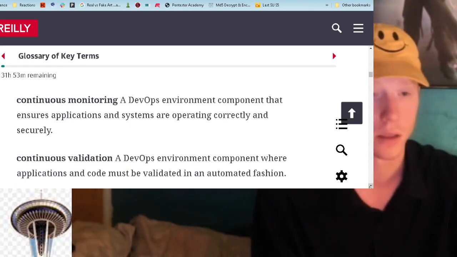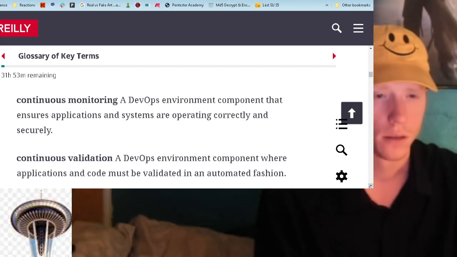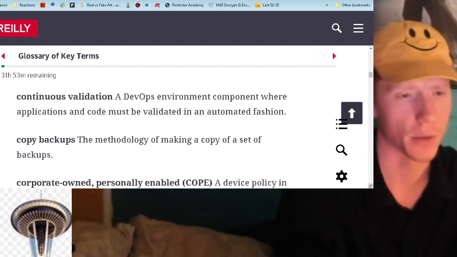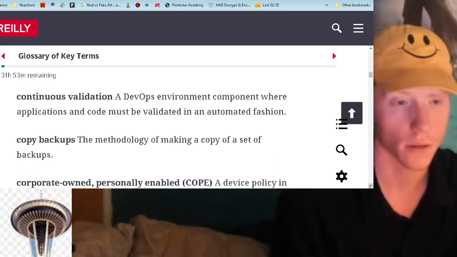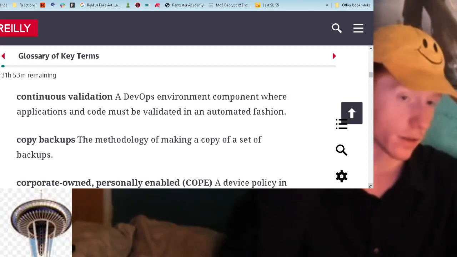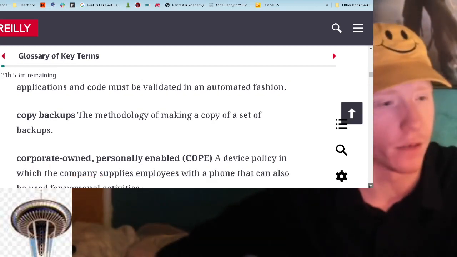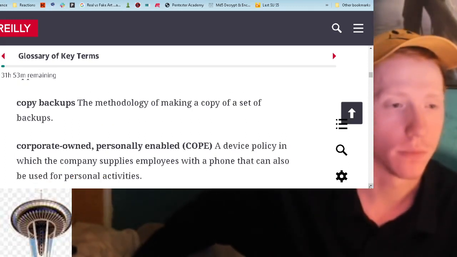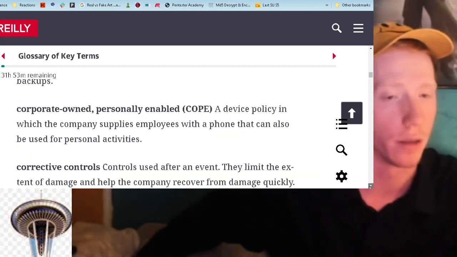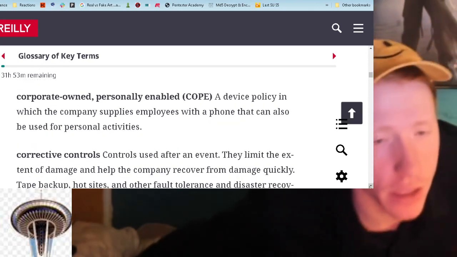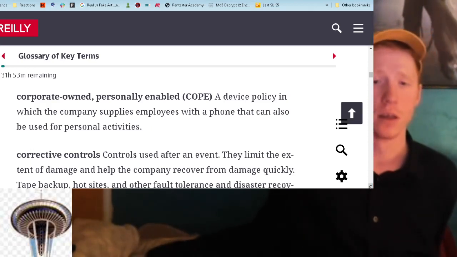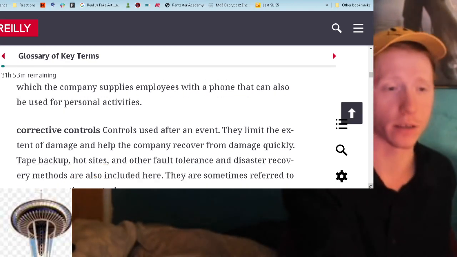Continuous monitoring. A DevOps environment component that ensures applications and systems are operating correctly and securely. Continuous validation is where applications and code are validated in an automated fashion. Copy backups is pretty obvious. Corporate owned, personally enabled. A device policy in which the company supplies employees with a phone that can also be used for personal activities.